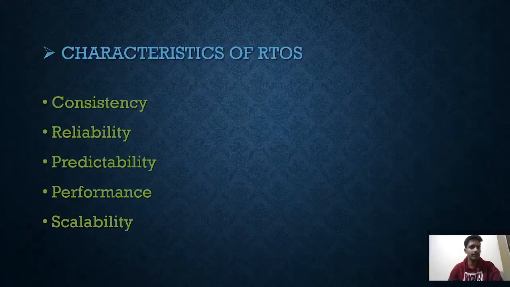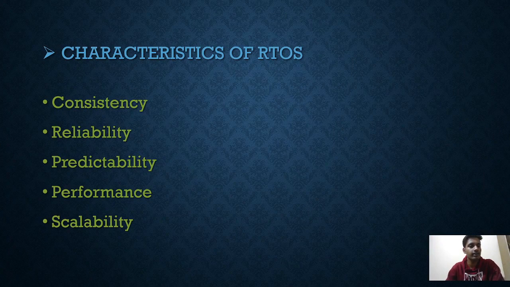So next up, we have the characteristics of RTOS. Well, it is extremely consistent because it should be consistent. Obviously, if it works once and the next time it doesn't work, it doesn't make sense. So it should be really consistent. It is pretty much reliable. You can actually rely on the airbags in a car. You can rely on your washing machine that it'll wash your clothes effectively.